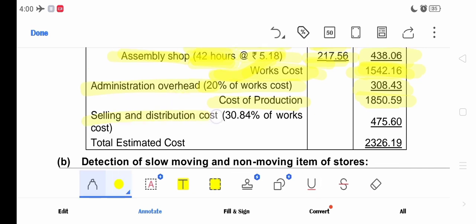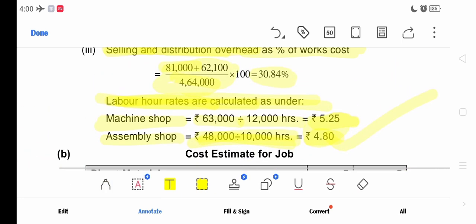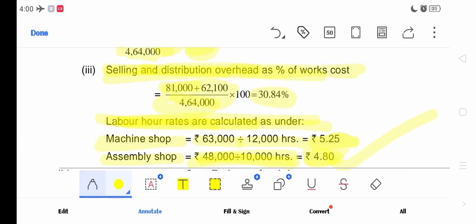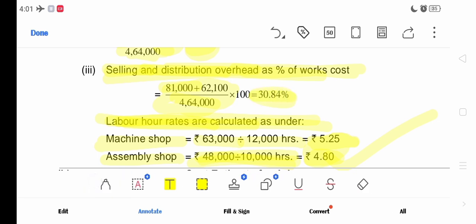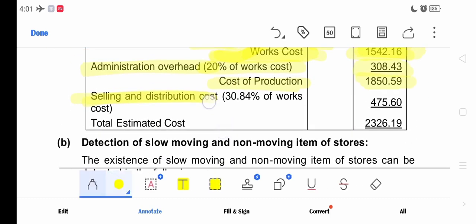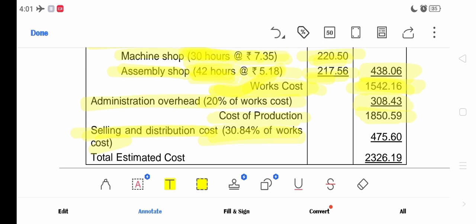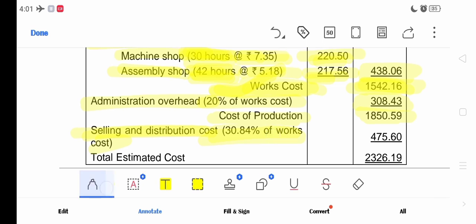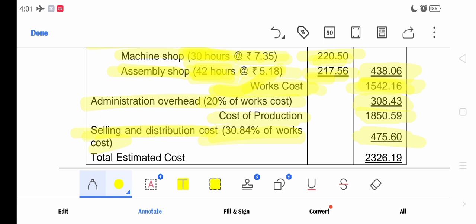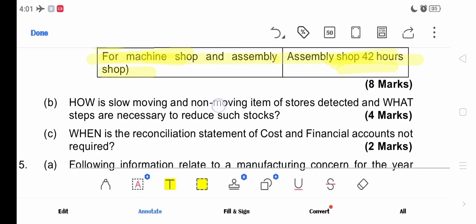So what comes after cost of production? Selling and distribution, which we have found out the rate, no. What is selling and distribution overhead? As per the above overhead calculated rate, it is 30.84 percentage, isn't it? Yes. So here we have to put that percentage on works cost. So what is 30.84 on 1542.16? It is 475.6. So if we add cost of production and selling and distribution, we get the total estimated cost, which is 2326.19.